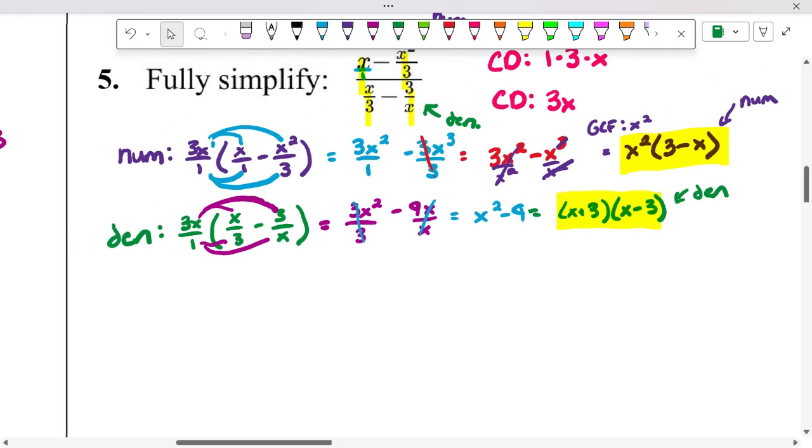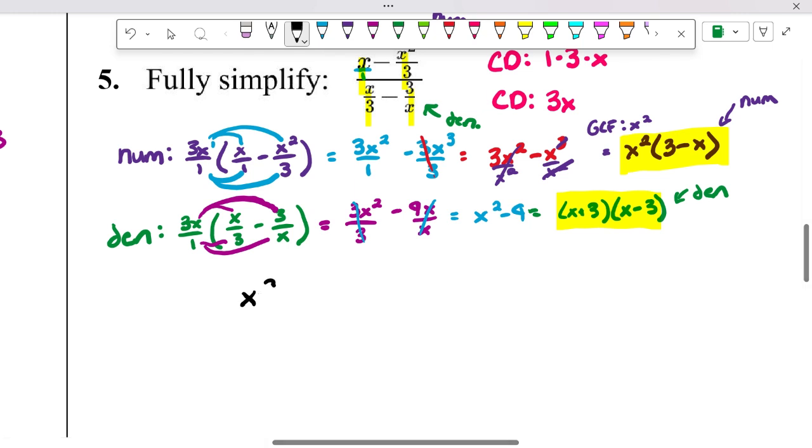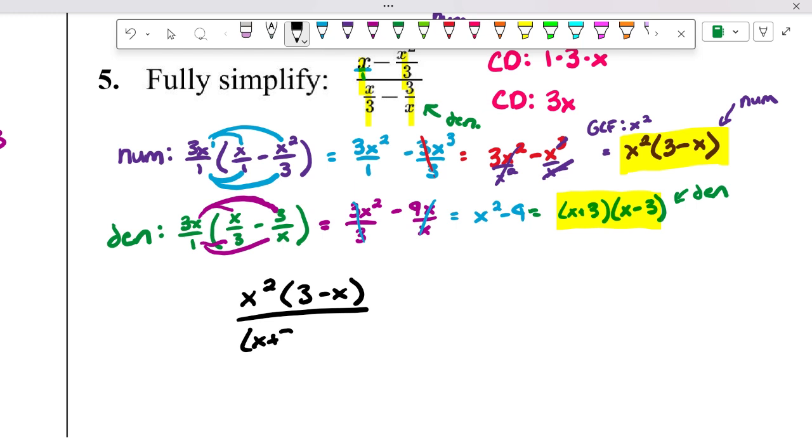So my last step is write them out back in as the fraction. So this would be x squared times 3 minus x all over x plus 3 times x minus 3. Now, at first glance, can I cross anything out? What do you guys think? Yes, no, maybe? I can't cross anything out just yet. Because why can I not cross out the 3 minus x and the x minus 3? They're not the same thing.